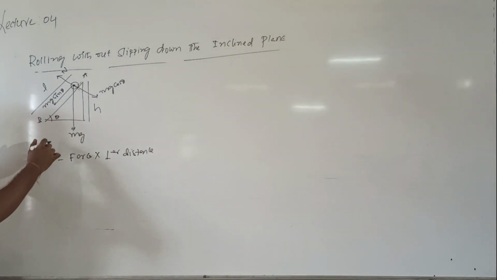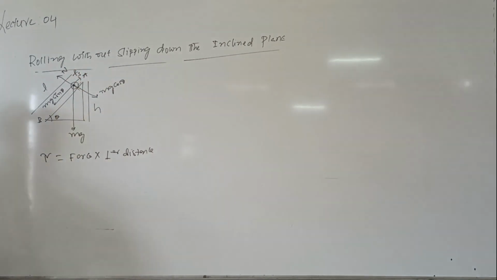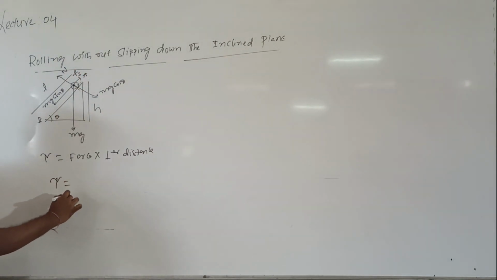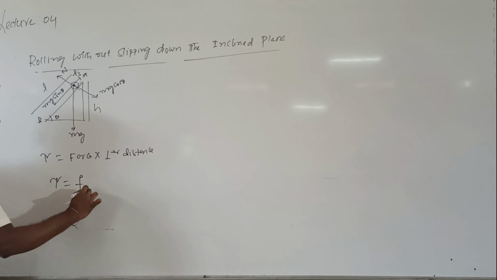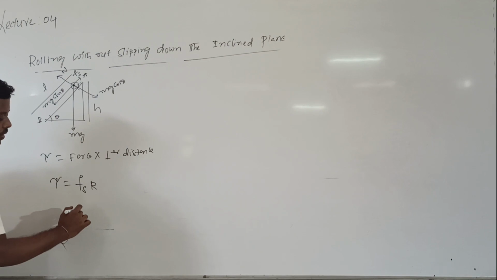So torque is provided by only frictional force. If I call the frictional force value Fs, then torque is provided by the frictional force Fs into the perpendicular distance from the fixed point, which is equal to r. So then tau will be equal to Fs into r. Clear? So torque is provided by which force?